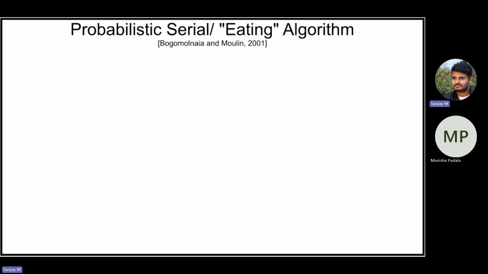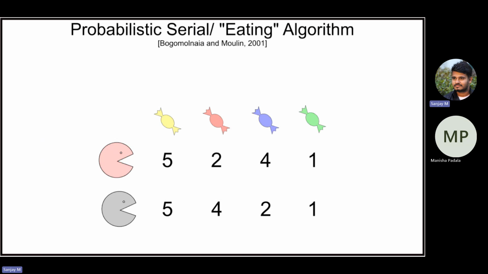The formal name of this idea is the probabilistic serial procedure. It appears in the work of Bogomolnaia and Moulin from 2001. They weren't thinking about this best of both worlds property. They gave this algorithm in the context of a slightly different problem. But it turns out that the algorithm that they gave is very useful for us to answer the best of both worlds question. I'm just going to refer to this as the eating algorithm. All right, how does it work?